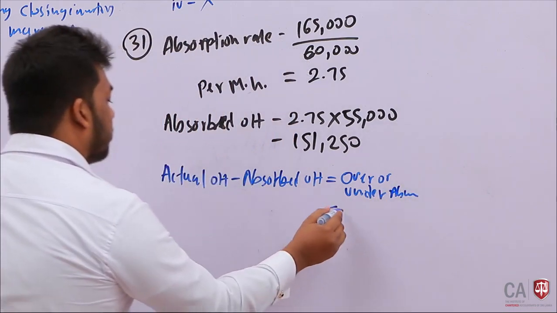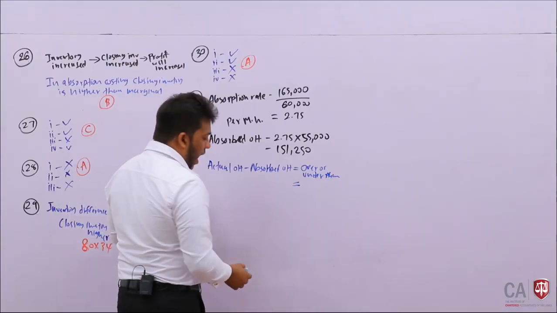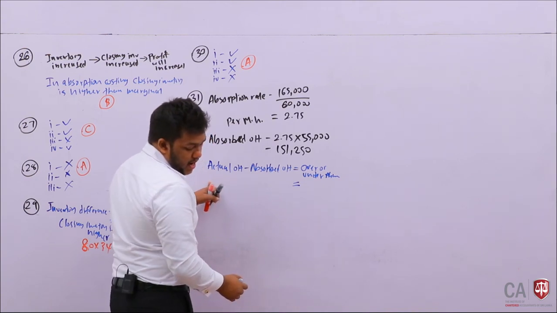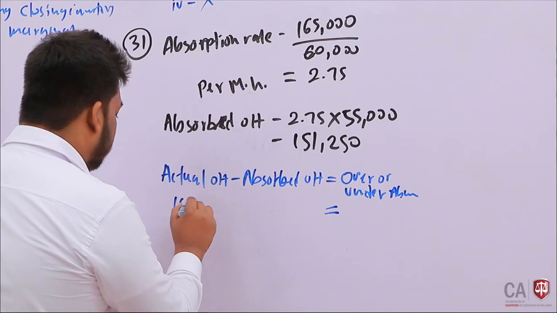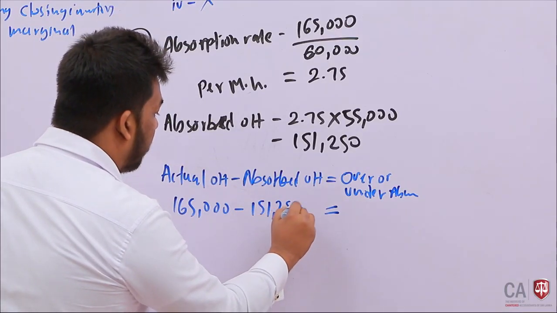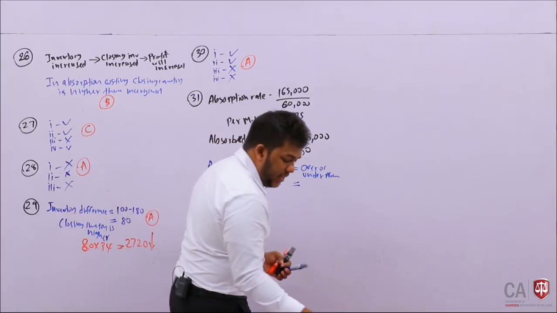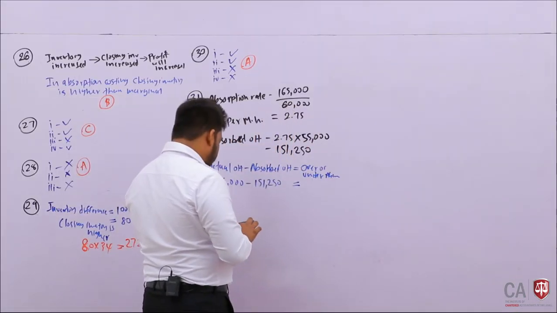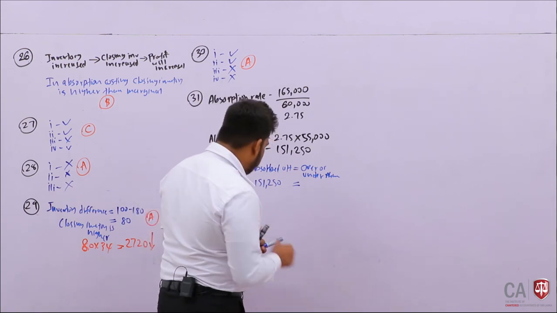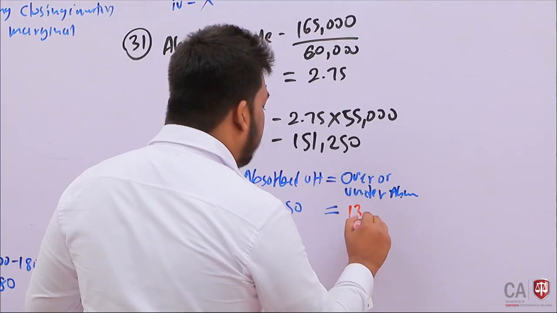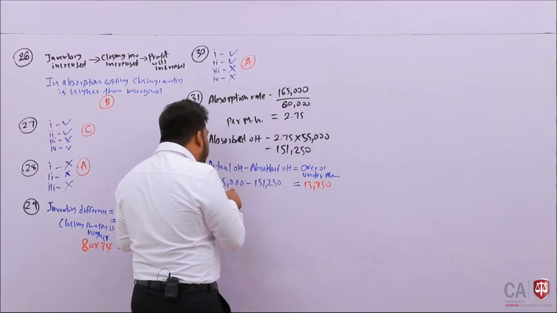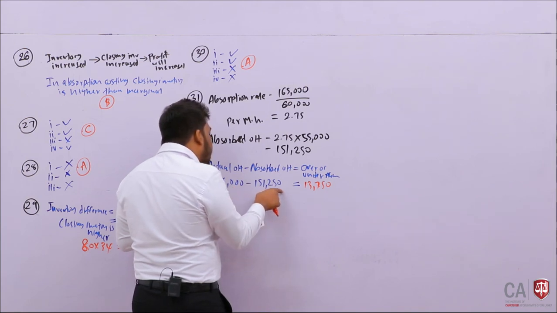So this is actual overhead, how much? Actual overhead 165,000. Absorbed overhead 151,250. So the difference between these two will be the over or under: 13,750. Actually should have absorbed 165,000 but only absorbed this.